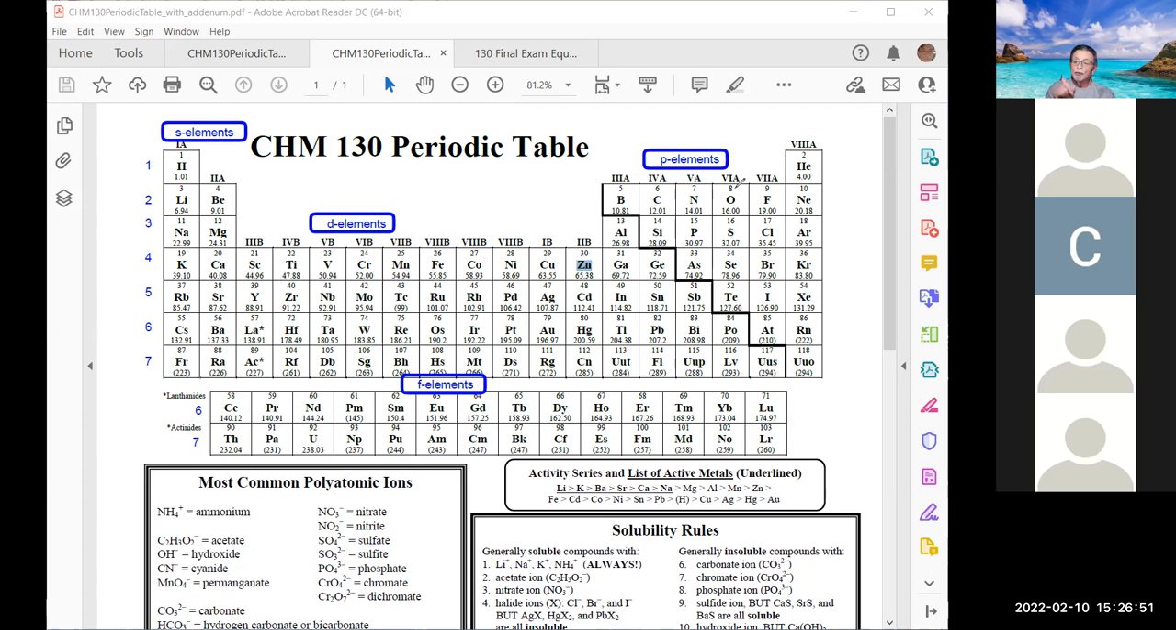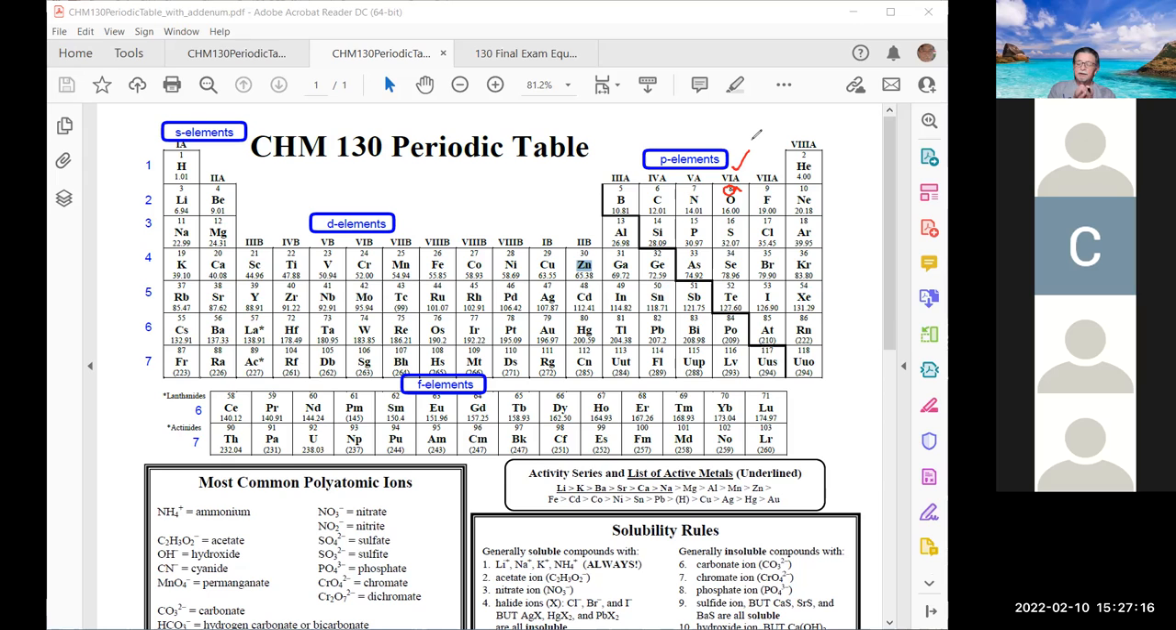Okay, so total electrons is 8, because that's the atomic number. For valence electrons, you just look at the group number it's in, so it has 6. So of the 8, 6 of them are on the outermost shell, okay?